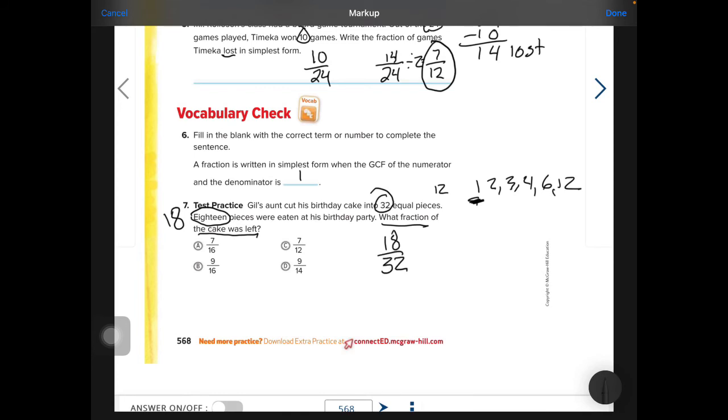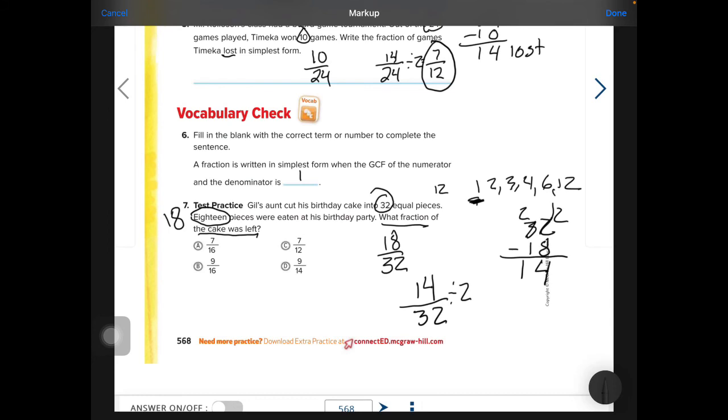So 18 over 32 is what was eaten. So let's take 32 and subtract 18 to find out what was left over. 2 minus 1 is 1. So there's going to be 14 pieces left over that we're not eating out of the 32. That is the fraction we now need to simplify.